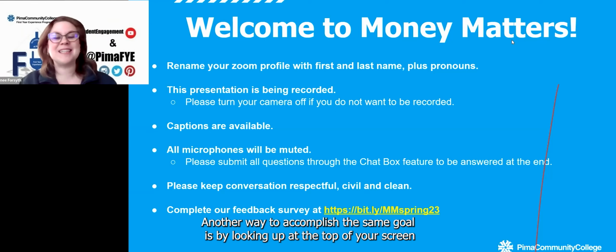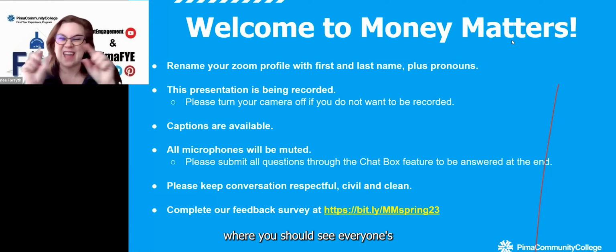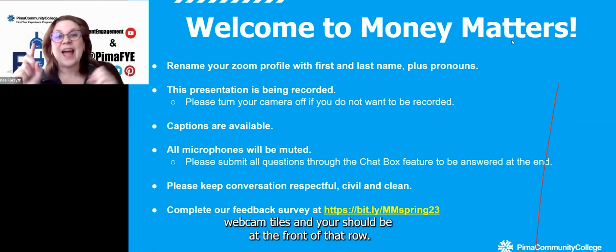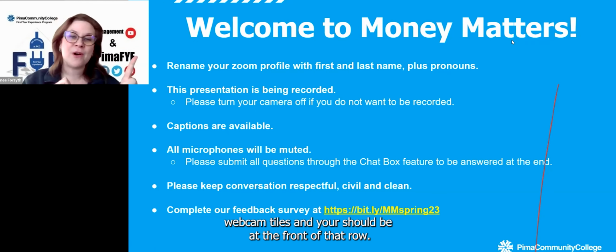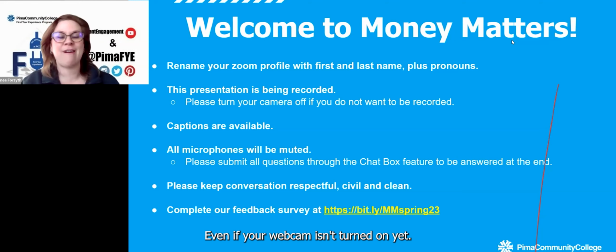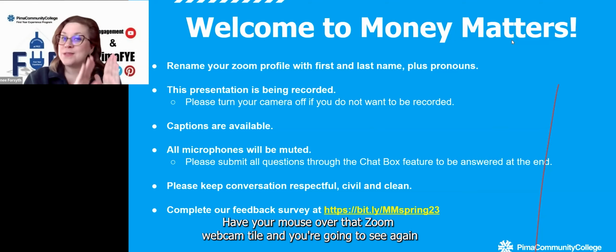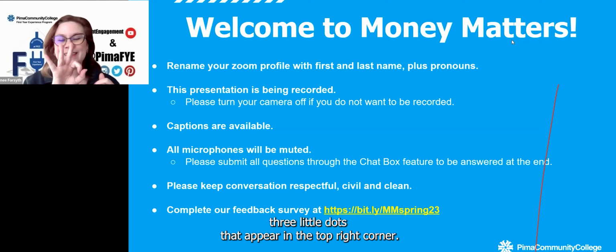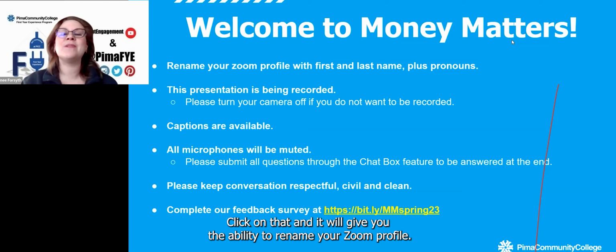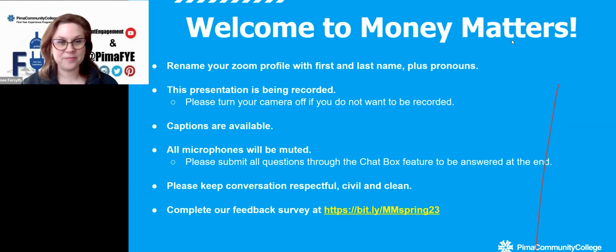Another way to accomplish the same goal is by looking up at the top of your screen where you should see everyone's webcam tiles, and yours should be at the front of that row, even if your webcam isn't turned on yet. Hover your mouse over that Zoom webcam tile, and you're going to see, again, 3 little dots that appear in the top right corner. Click on them, and it will give you the ability to rename your Zoom profile.